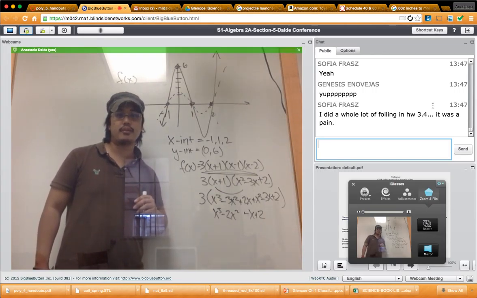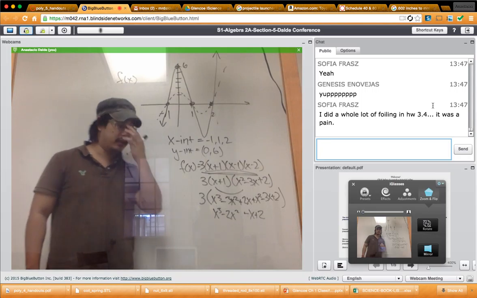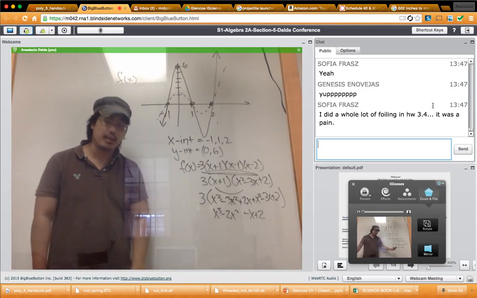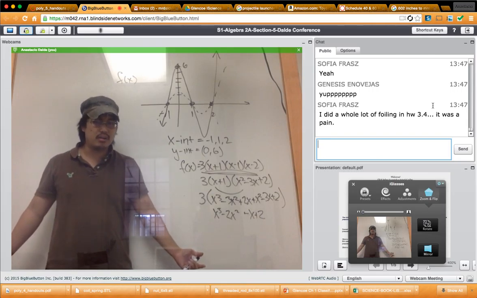I did a whole lot of foiling in homework 3.4. It was a pain. Okay, yeah. That's what we're doing. We're just doing foiling. Yeah, it was a pain, but it's not hard.